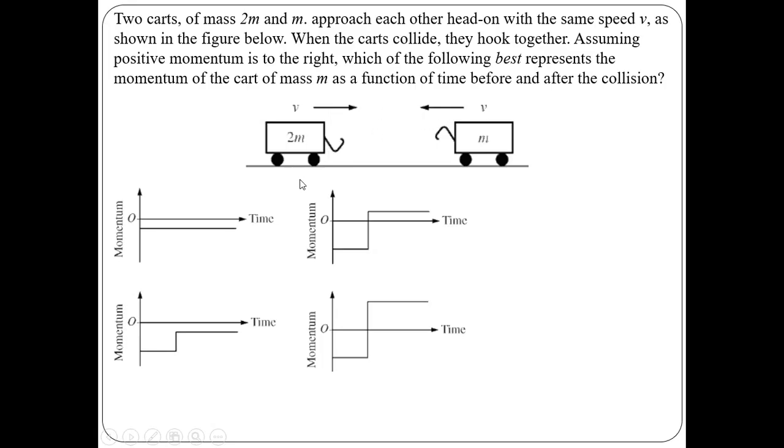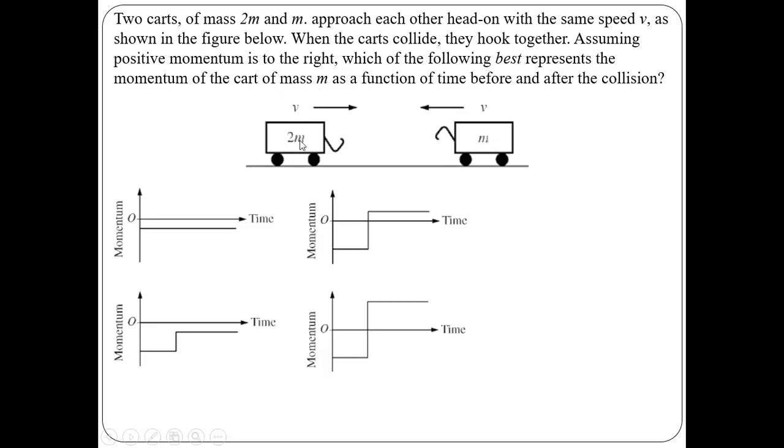So if you think about momentum, momentum here is 2m times v, because by definition momentum is mass times velocity. What's the mass? This is 2m. What's the velocity? v to the right, so positive. The cart on the right is moving leftward, the mass being m, v being negative v, because the arrow is pointing left, so we actually have to subtract these two. But ultimately, the question here, if you haven't read it yet, is this: which of the following best represents the momentum of the cart of mass m?